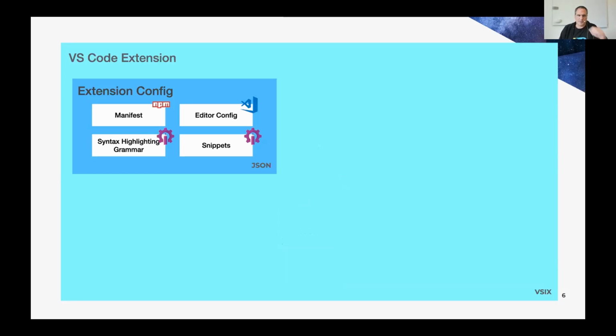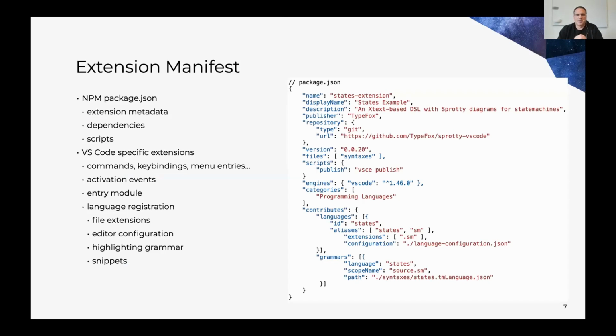All right, let's start with the simplest thing first. A VS Code extension has one part that is only declarative, that's mostly specified in JSON, and we'll cover what's in there. A VS Code extension is basically an NPM package. If you've never done any JavaScript development before, NPM is a bit like Maven for JavaScript.